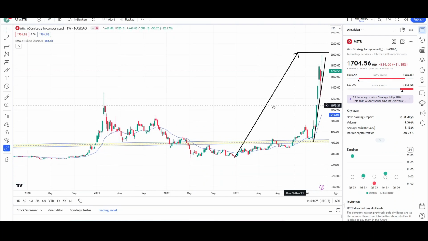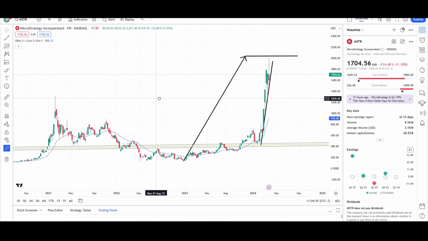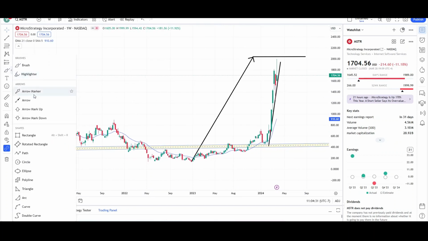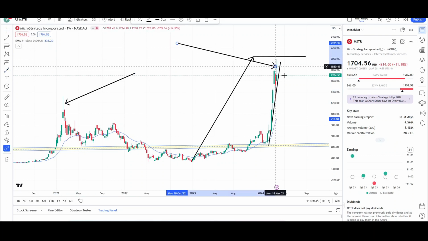Here's a look at the weekly. We had a tail bar. It could be a reversal candle. Very similar to this tail bar right here. So you can see that this tail bar right here marked the top. Very similar candle structure right here.